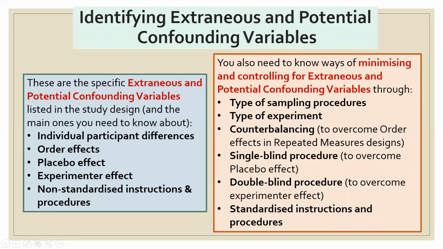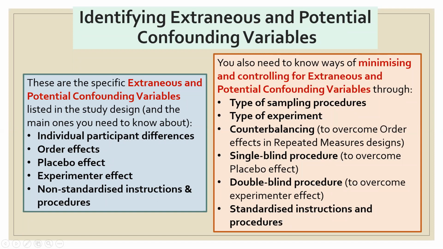If in a question you are asked to identify a potential confounding variable in the study, more often than not, they will expect you to name one of these. And more often than not, these will be present in the scenario that they've written up. So the first one I've talked about, individual participant differences, order effects, placebo effect, which you might have heard of, experimenter effect, and non-standardized instructions and procedures, okay?